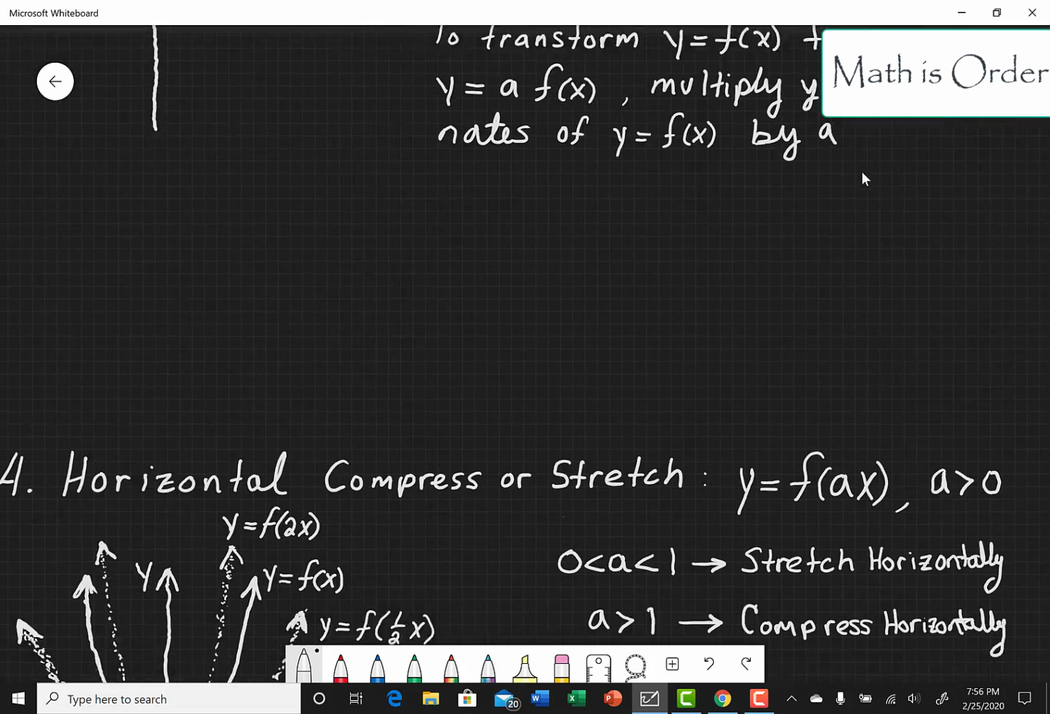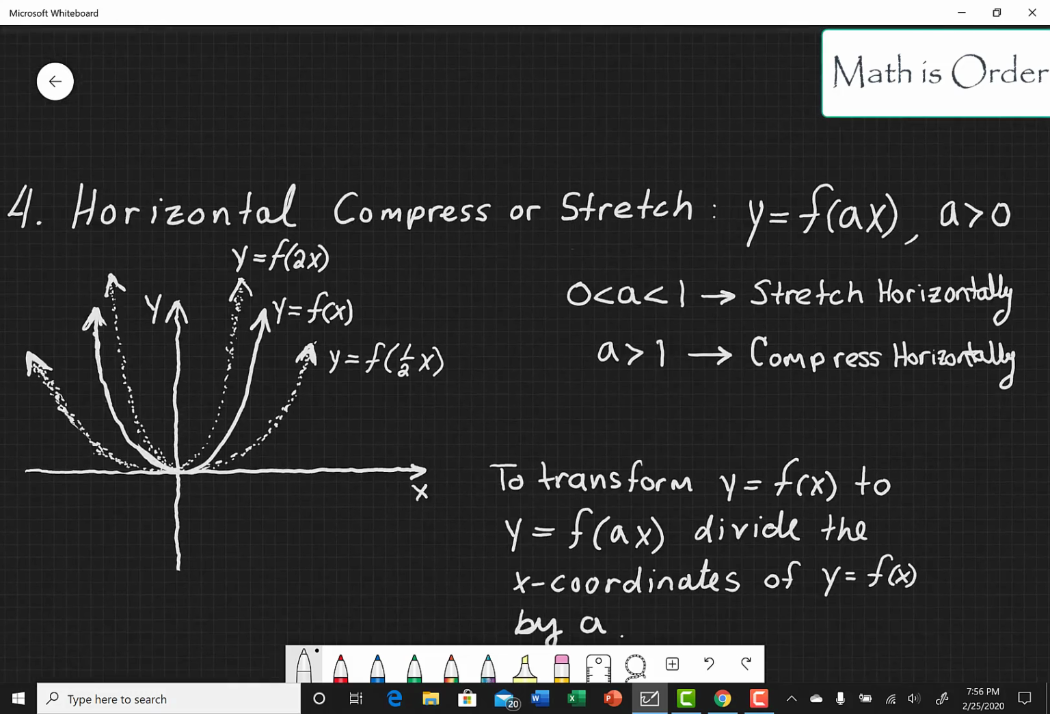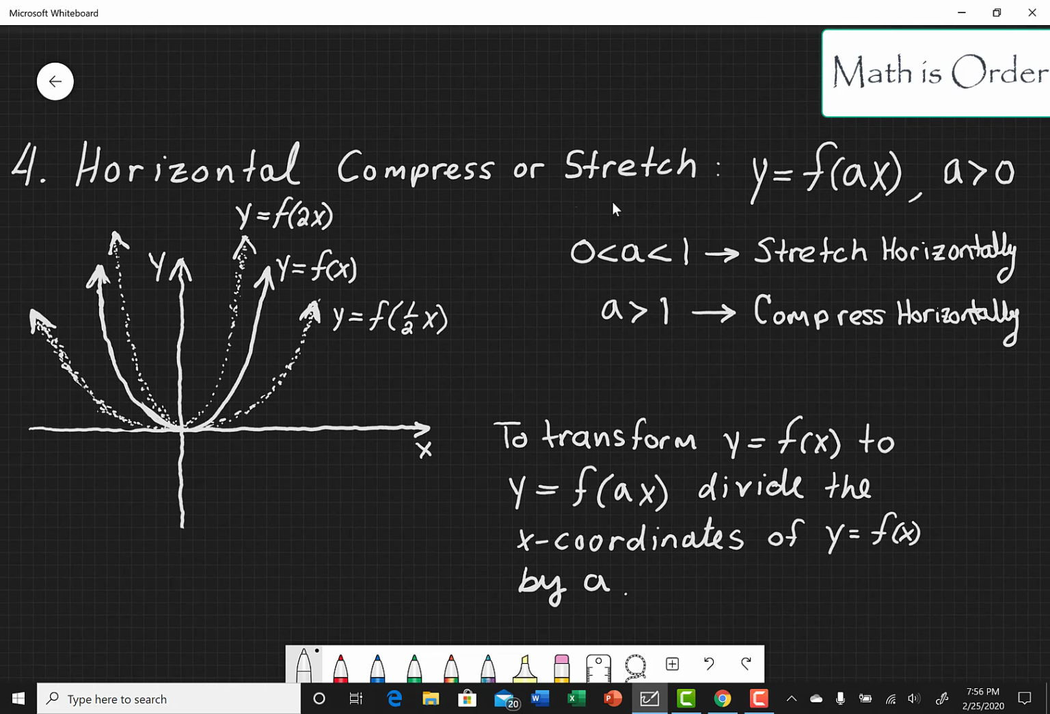All right, moving on to the next type of transformation. We got here a horizontal compression or stretching. Again, if you're given an original function, say y equal f of x, then that function transforms to y equal f of ax. And if a is between 0 and 1, there's a horizontal stretching. If a is greater than 1, we have a horizontal compression.